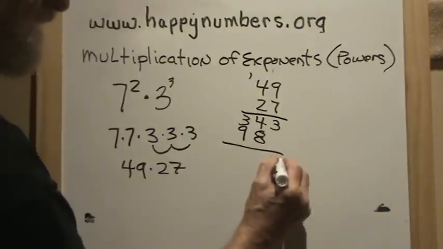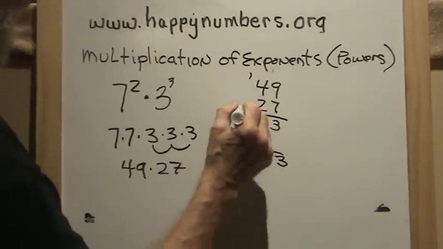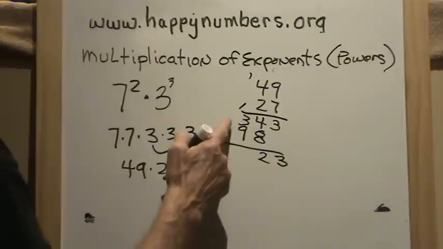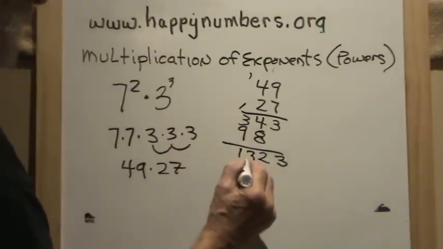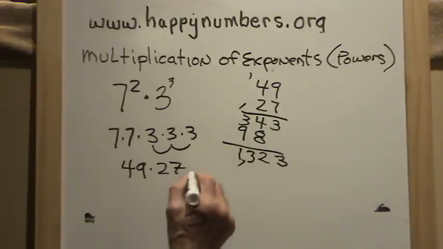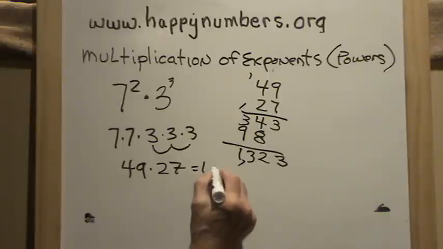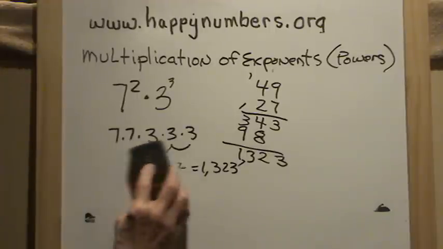And now I add. That gives me 3, 8 and 4 is 12, put the 2, carry the 1, 9 and 3, 9, 10, 11, 12, and 1 is 13. So my answer then becomes 1,323. Good. Let's try another one.